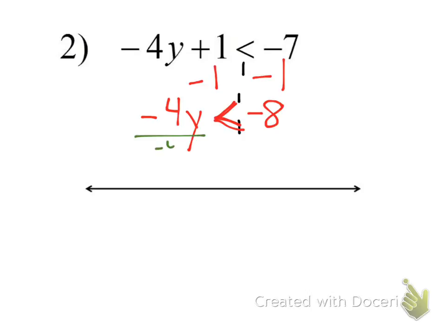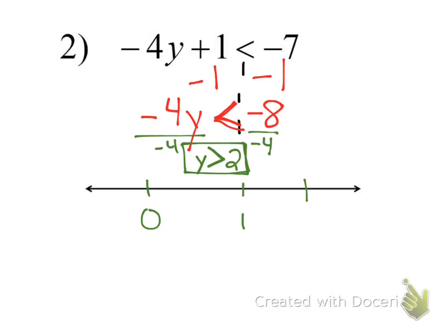Divide both sides by negative 4. What happens when you divide by a negative number? You flip it. So now it's y is greater than positive 2. A negative divided by a negative is a positive. Very good. That's what I want to graph.